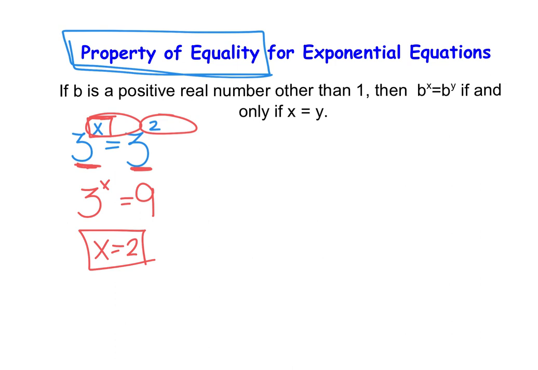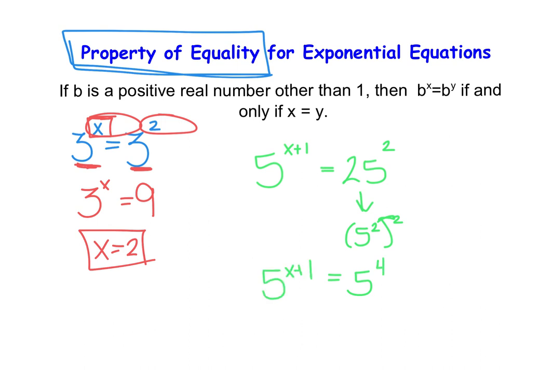In any situation that we might have, so say we had something like 5 to the power of x plus 1 equals 25 to the power of 2. Well, while these don't have the same base right now, I can rewrite 25 to be 5 squared. So this situation can become 5 to the power of, we multiply our powers, so 4. And then from here, we could set our two exponents equal, so x plus 1 equals 4. You subtract your 1, and you find x is 3.